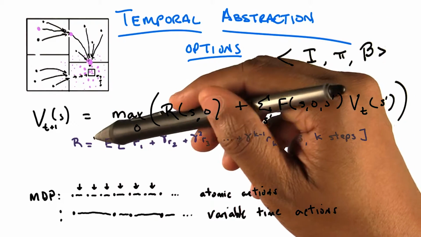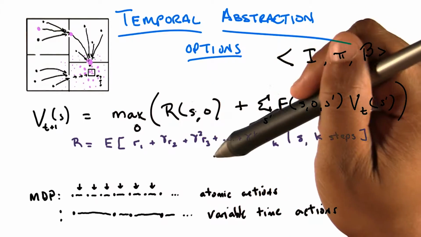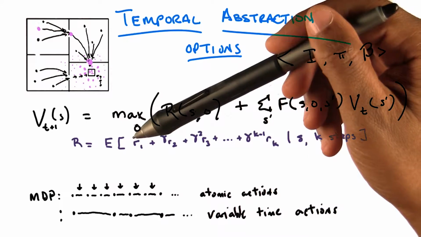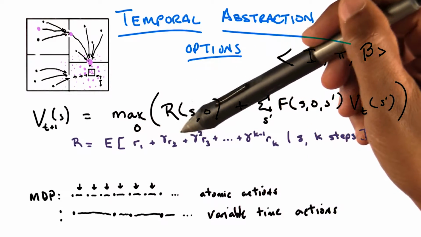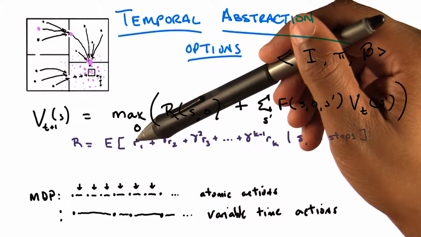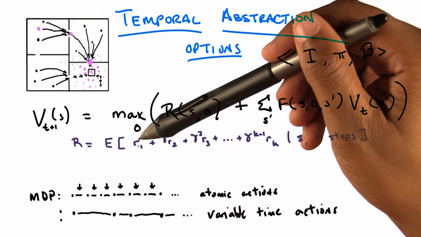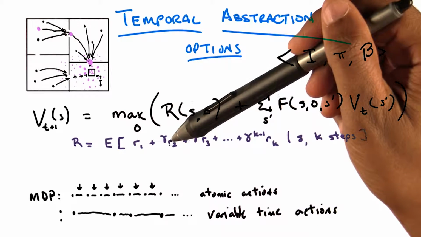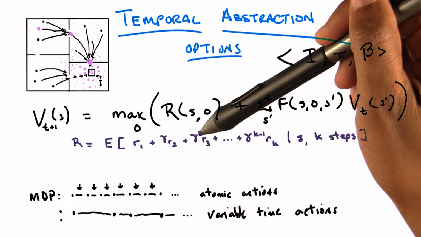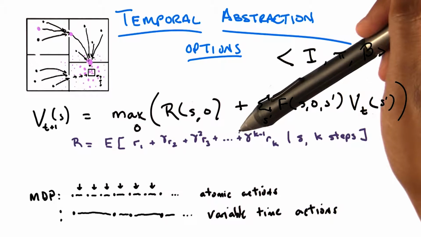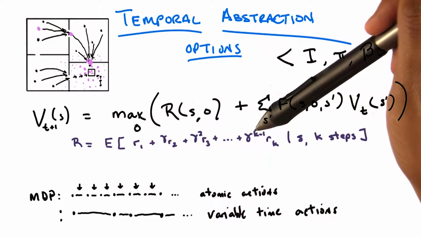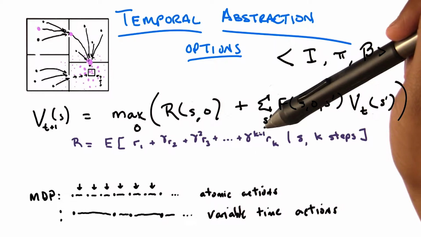Okay, Michael. So here's the definition of the reward function R(S, O). It's an expectation over the set of rewards that I'm going to see, discounted at each step by gamma. So the first reward that I see, R1, at step 1 is going to be R1. At step 2, it's going to be R2, discounted by gamma. At step 3, it's going to be R3, discounted by gamma squared, and so on and so forth, until the option ends after k steps. And that final reward will be discounted by gamma to the k minus 1.